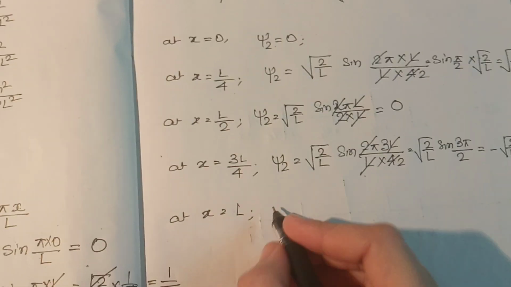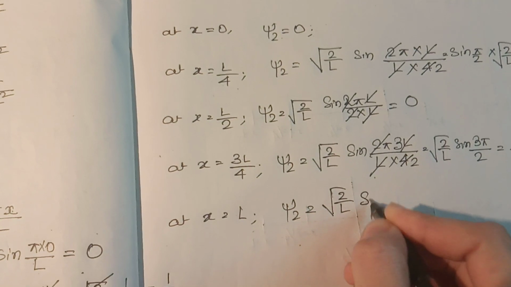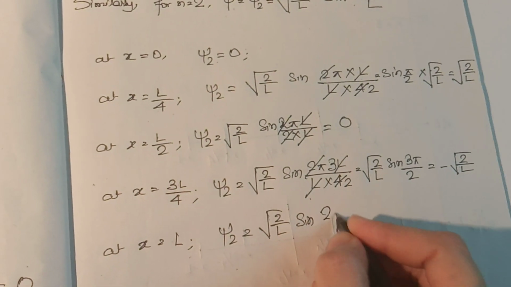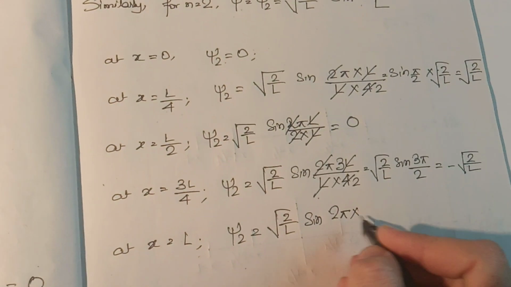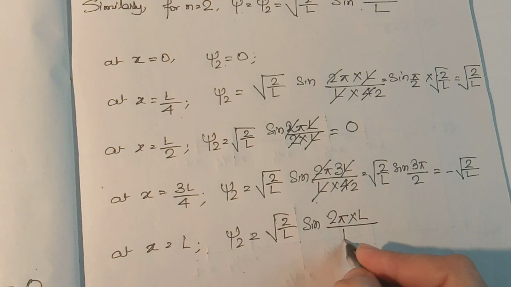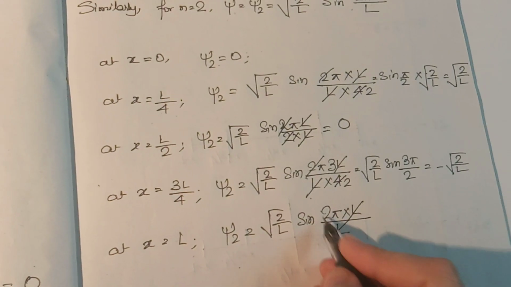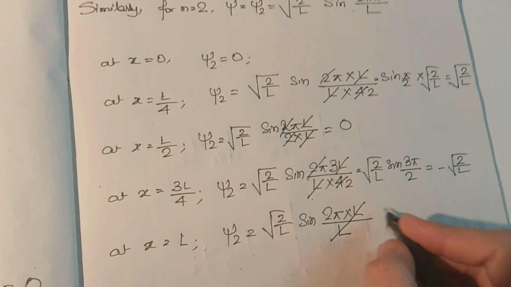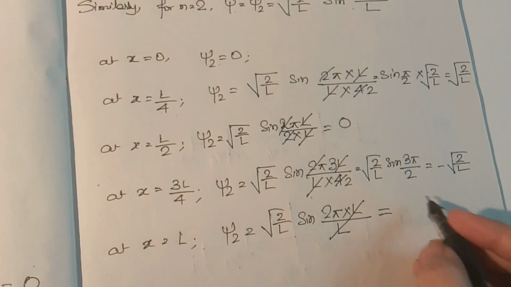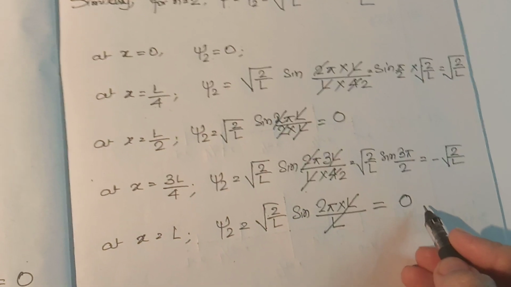When x is equal to L, the value of psi 2 will come as square root of 2 divided by L sine. We are putting the value 2 pi into x. So the value of x is equal to L divided by L, and L will cancel out. Sine 2 pi is actually sine 360 degrees, which is equivalent to 0. So the total quantity after multiplication will give 0. So the psi 2 value is equivalent to 0.